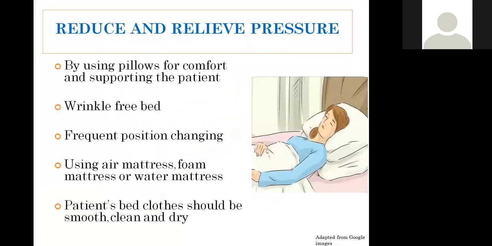So in prevention, we need to reduce and relieve pressure by using pillows for comfort and supporting the patient, providing a wrinkle-free bed, frequent position changing, using air mattress, foam mattress, or water mattress. We should remember that using these types of mattresses only delays bed sore. It does not prevent bed sore formation. So even if you are using an air mattress or water mattress, you still need to change the position of the patient. Patient bed clothes should be smooth, clean, and dry.